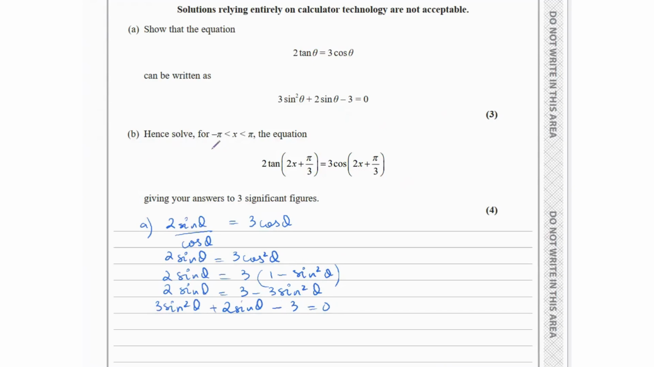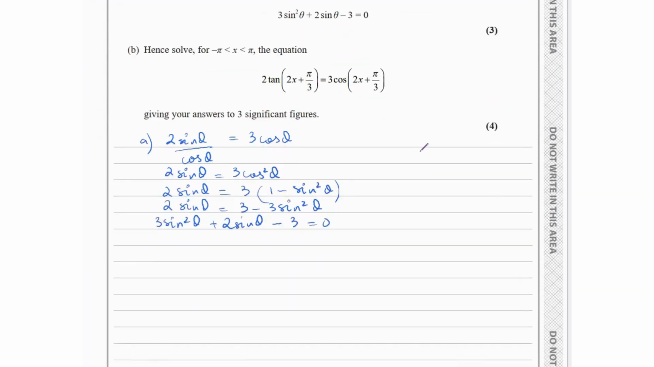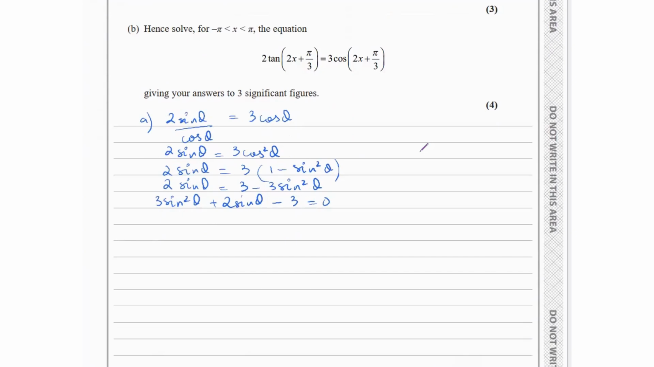Then it says, hence solve for x between negative pi and positive pi the equation 2 tan of 2x plus pi by 3 equals 3 cos of 2x plus pi by 3, giving your answers to 3 significant figures. So we can see that it's the exact same equation as in the first part, but they've just replaced theta with 2x plus pi by 3. So if we solve the equation in part A, whatever values we get, we can replace theta with 2x plus pi by 3 and then use that to figure out the value of x.